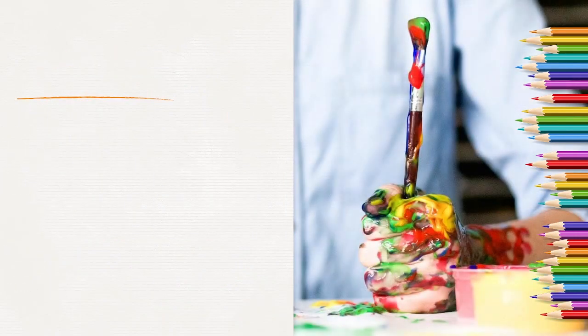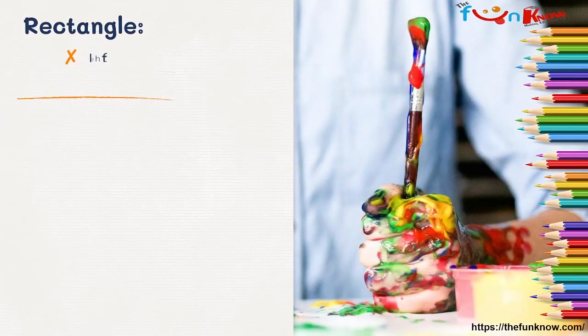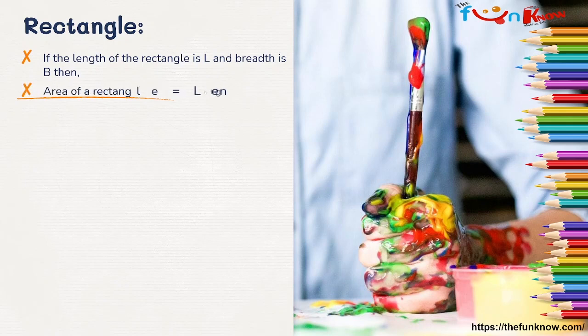Next, students, we'll be understanding rectangles. So if the length of rectangle is L and the breadth of rectangle is considered as B, then the area of rectangle will be L into B, that is length into breadth. So whatever the length will be, whatever the breadth will be, if someone is asking you the formula of area of rectangle, you will write L into B, that is length into breadth.